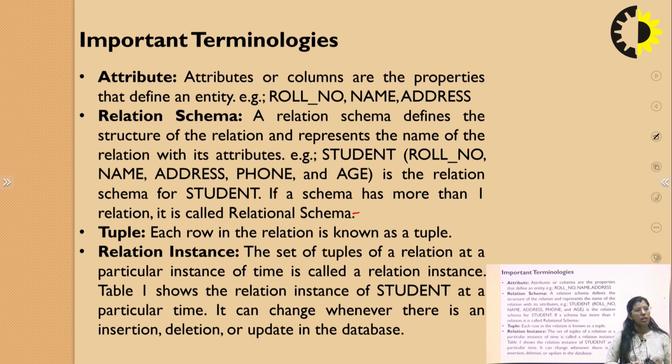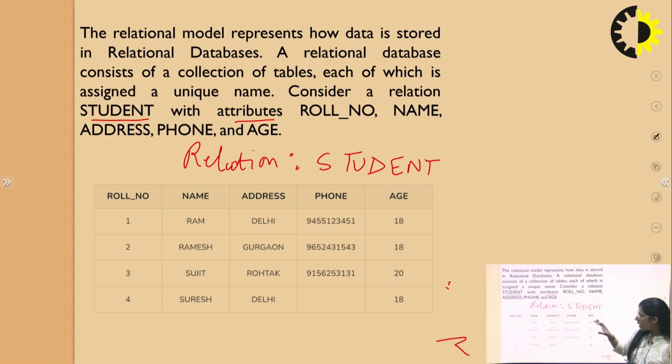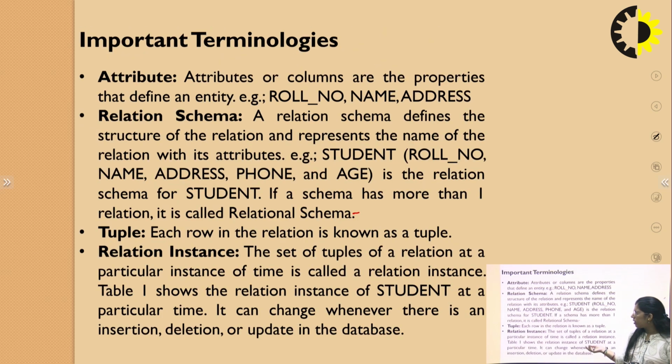Next is relation instance. The set of tuples of a relation at a particular instance of time is called a relation instance. For example, at this particular time, if your database contains only these 4 students' details, then this is the instance for this particular relation. Consider an instance as a screenshot on your mobile: you get the picture at that particular time only.